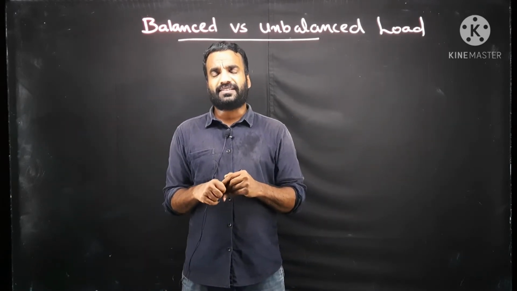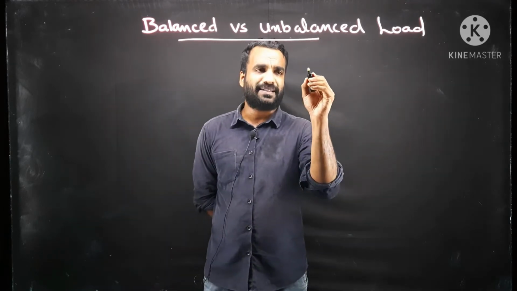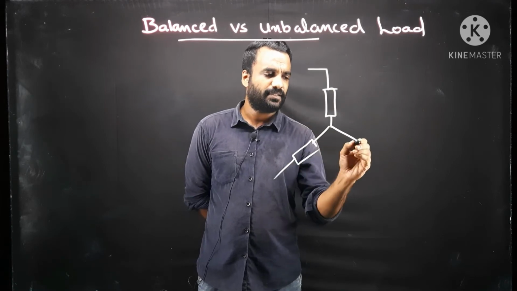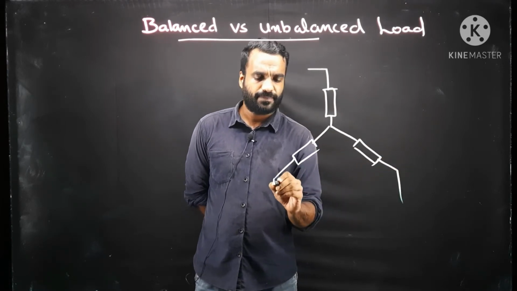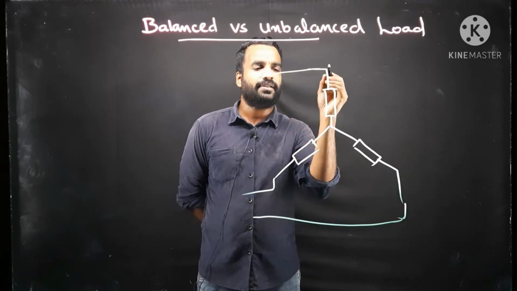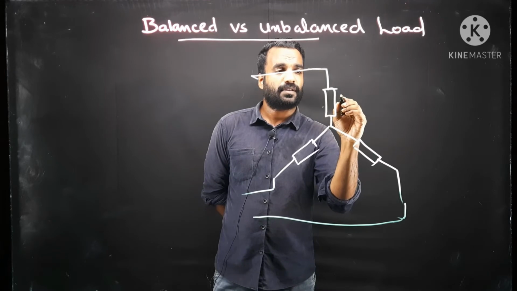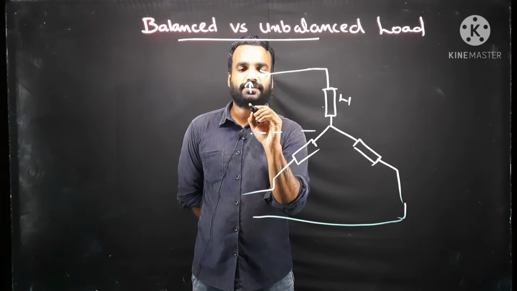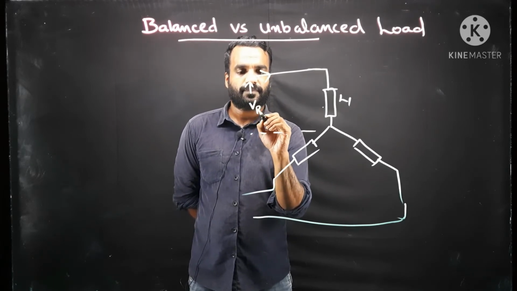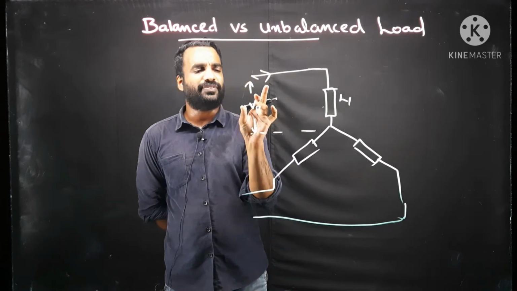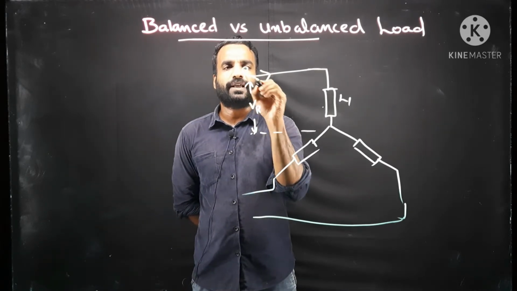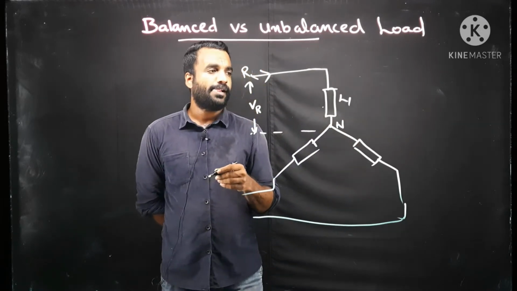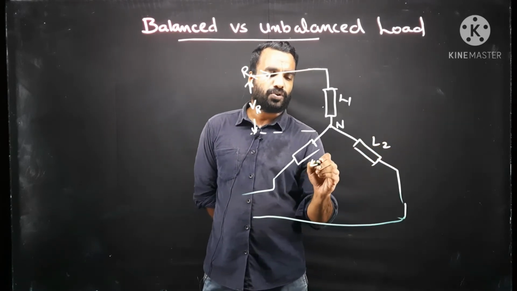So now we are discussing what a balanced load is and what an unbalanced load is. Suppose it is a star connection like this. We may have three loads. This is one load that is connected to the supply of R phase. You can write it as VR or VRN, that is the voltage between phase R and neutral, that is the phase voltage. And then load 2 and load 3.